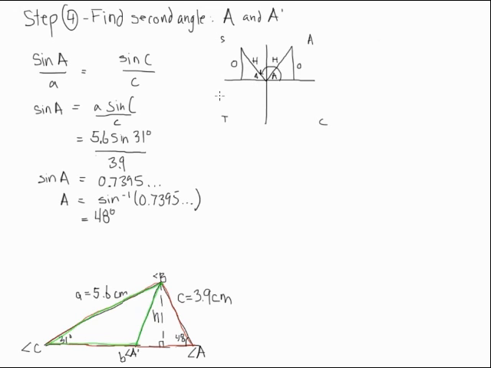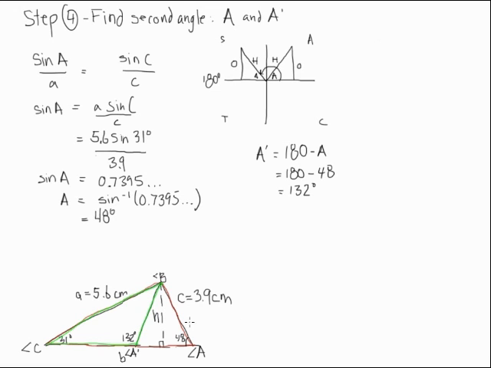The reference angle here is A, and if this is 180 degrees, then angle A prime equals 180 minus A, or 180 minus 48 degrees, which equals 132 degrees. I did that in my head without my calculator. Okay. That makes angle A prime here 132 degrees.